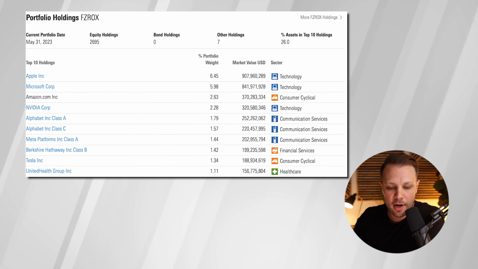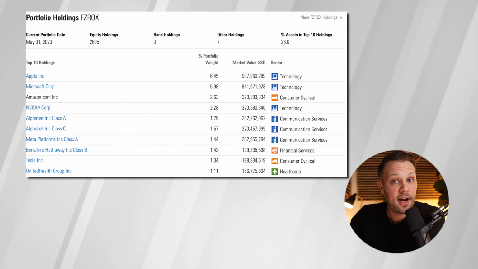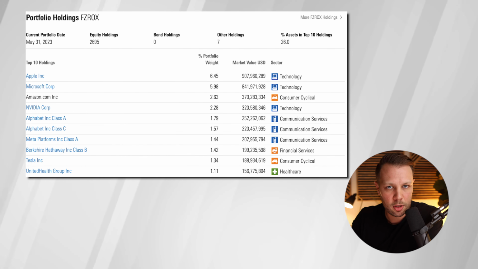So Apple, Microsoft, Amazon, Nvidia, Alphabet Class A and C, Meta Platforms, Berkshire Hathaway, Tesla, and United Healthcare Group. So it's very similar to the S&P 500. Those large companies hold a large weight in all U.S. portfolios. And then you can compare this to FSKAX.